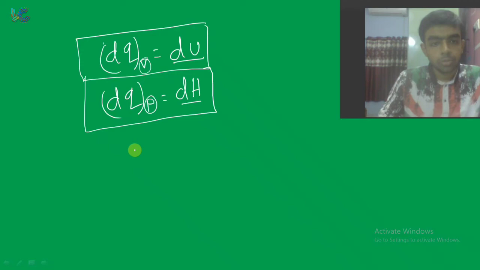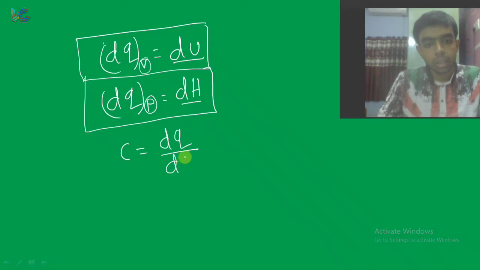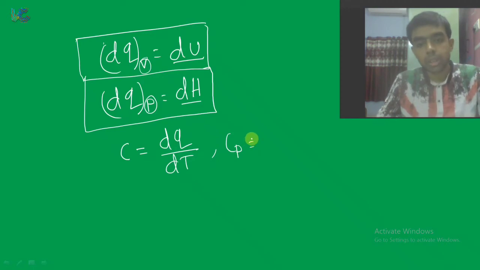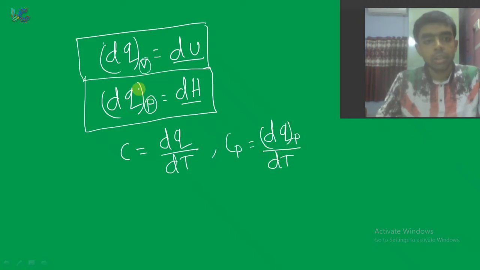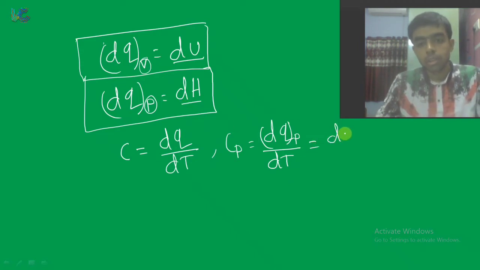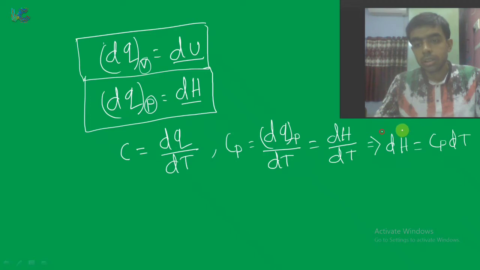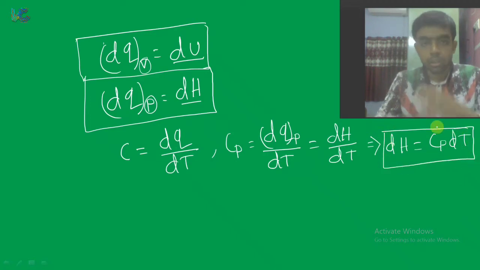Now heat capacity is equal to dq by dT. If you take Cp, that means heat capacity at constant pressure, Cp is equal to dq at constant P by dT, but dq at constant P is equal to dH, the change in enthalpy. So you put dH instead, and you get dH by dT. From here, dH is equal to Cp dT.